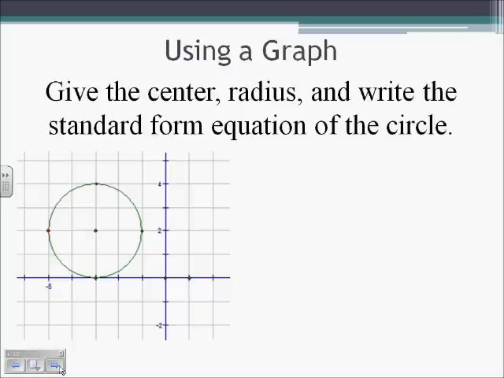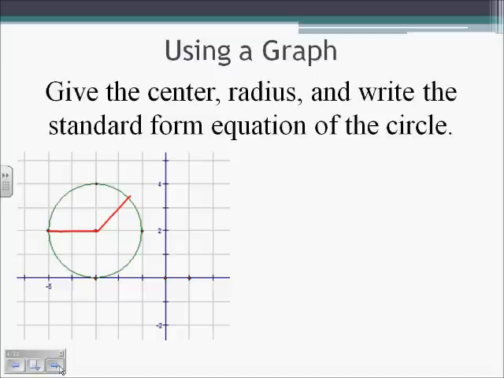Alright, using a graph, give the center, radius, and write the standard form of the equation. So we look, our center is at x equals 1, 2, 3, negative 3, and we go up 2, so it's at (−3, 2). The radius from our center to any edge, what is our radius going to be? Here we can look at any of the points they give us, so we'd rather go that way. We go over 1, 2 units, so our radius is going to be 2.